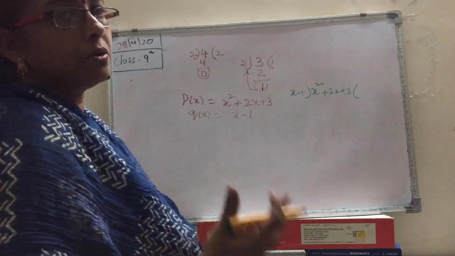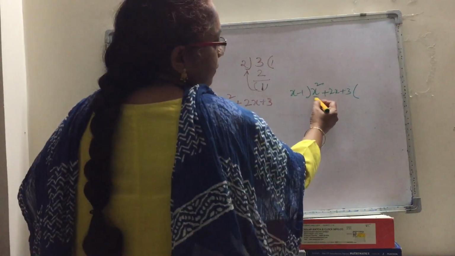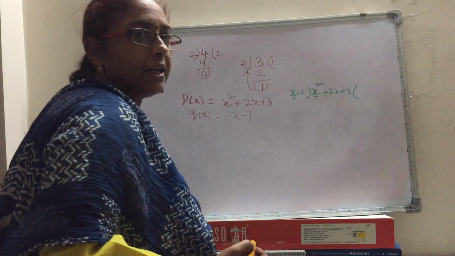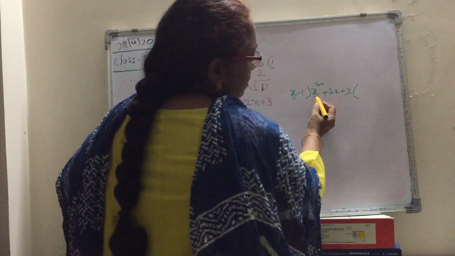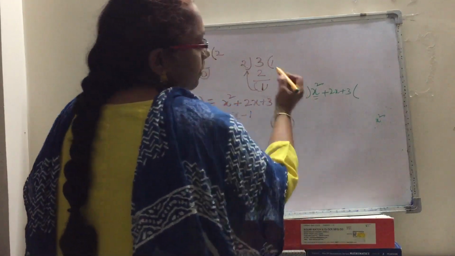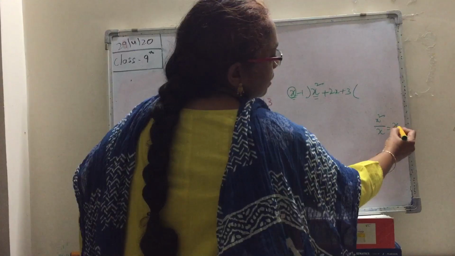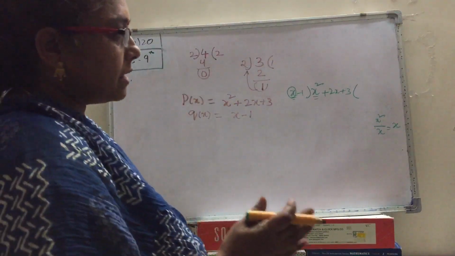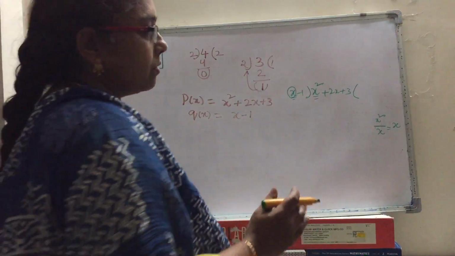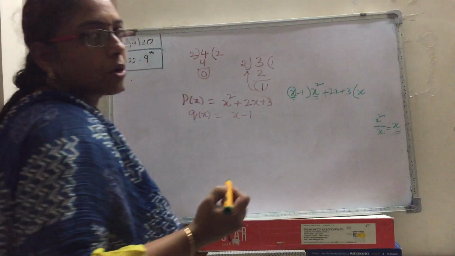You know how to do the division of polynomials. Take the first term of the dividend and divide it by the first term of the divisor. What is the first term of the dividend? x square. What is the first term of the divisor? x. So what will you get? x. This x is the first term of the quotient, so we write it as the first term of the quotient.